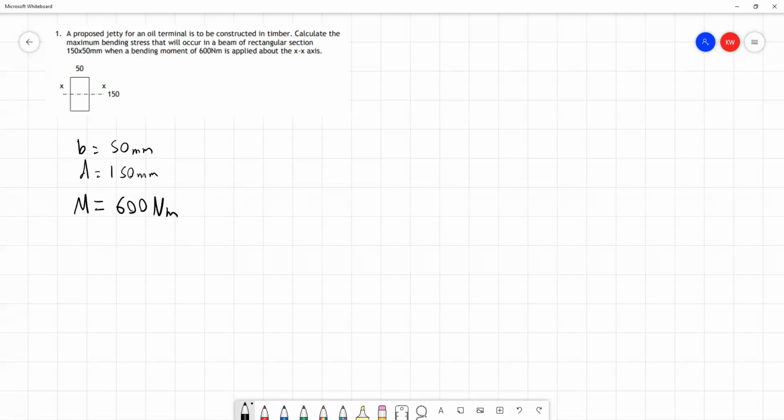And let's have a reminder of what we're finding out here. We've been asked to find the maximum bending stress. That's given by this formula here that we've encountered in the course notes. So we've been given M, we have what we need to work out I, and Y, what's Y?